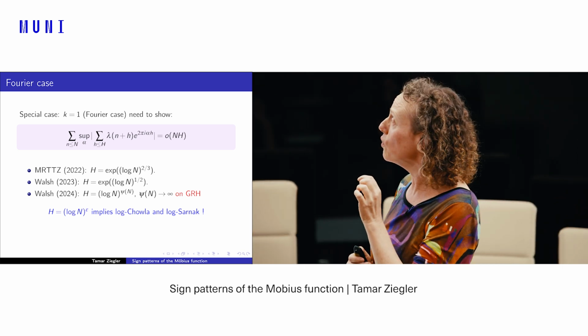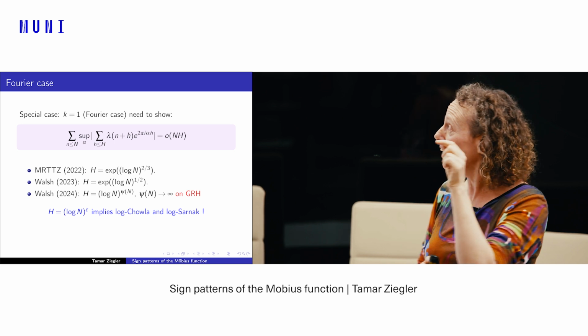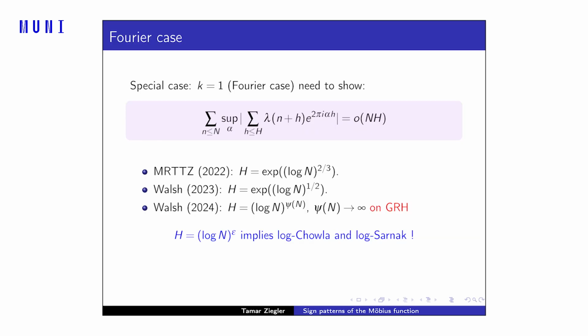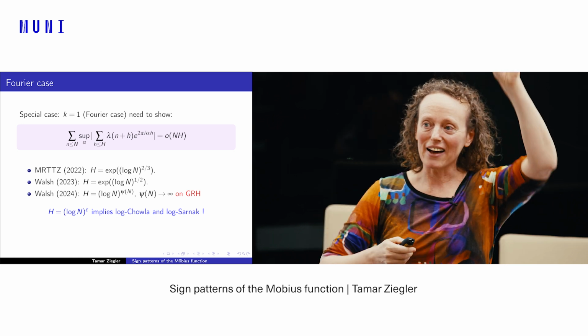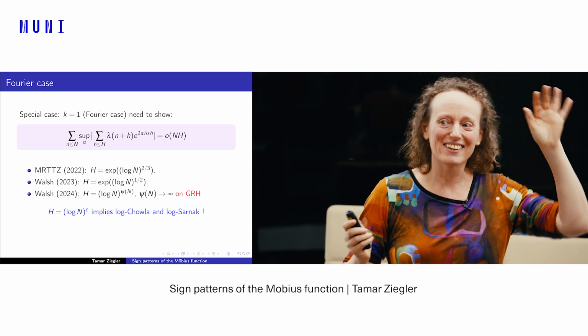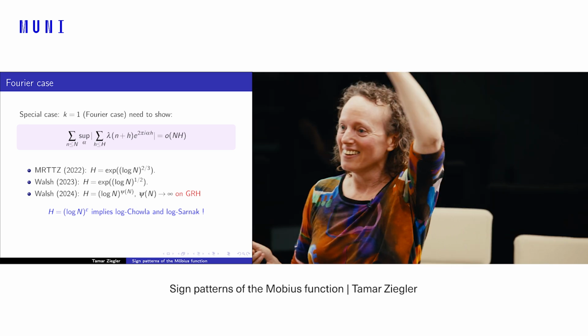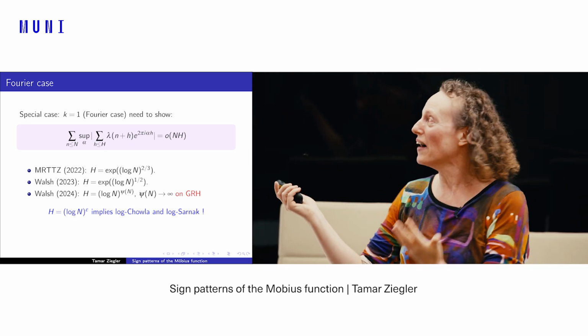If we could bring it down to log n to the epsilon, that would imply the log Chowla conjecture, which would imply the log Sarnak conjecture, which would imply positive entropy. So there's still a gap between log n to the psi n and log n to the epsilon, and there's GRH hanging around.